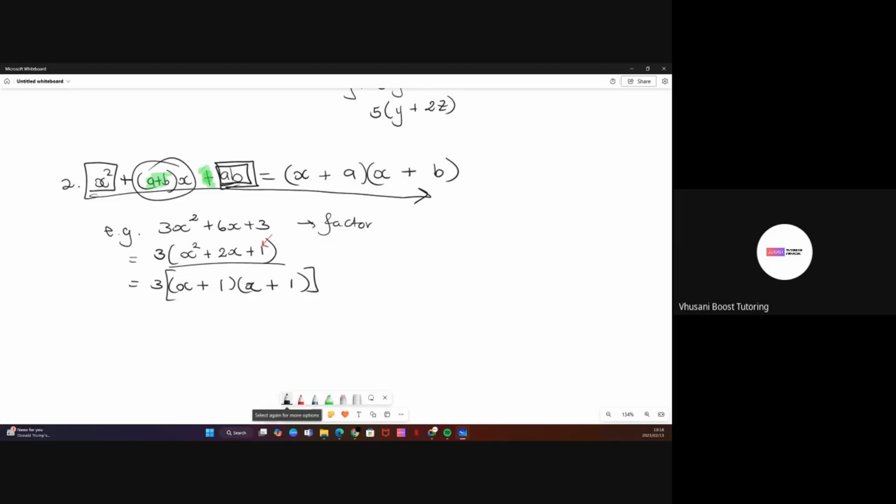And then you can simplify this further. As you can see, we have the exact same brackets, the exact same expression over there. So you can just say 3 brackets x plus 1 squared. And then that's it. So I would like to do one more as well, just to make sure that we are all okay with this, with the basics. We have x squared minus x minus 6, right?